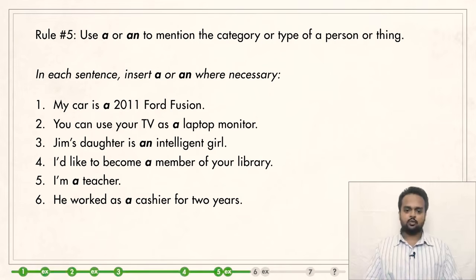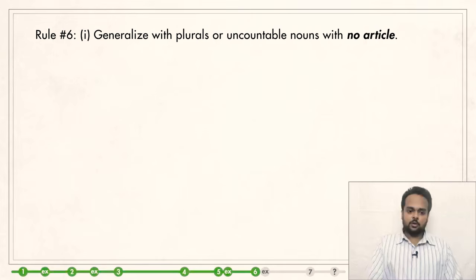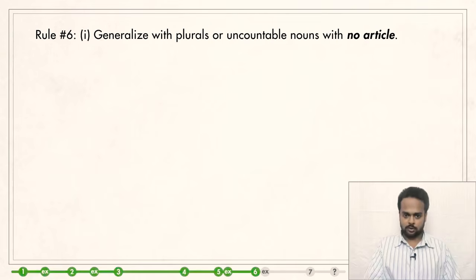All right, let's now turn to rule number 6. This rule is about how to make generalizations. That is, how to talk generally about a whole group or class of people or things. So rule number 6 is generalize with plurals or uncountable nouns with no article.